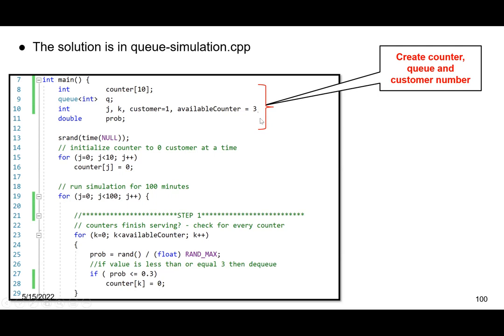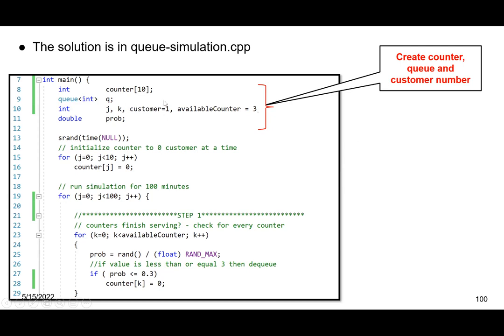Not all 10. Maybe now I open 3 first, and I run the simulation to see what the scenario is at the end. Maybe 3 cannot cope, and the queue is very long at the end of the simulation. Then I increase the available counters, let's say to 5, and then I run again and see what the scenario is at the end. We can do something like that. Then I have this variable prop to represent the probability of finishing serving the customer. Just now the value was 0.3, right?